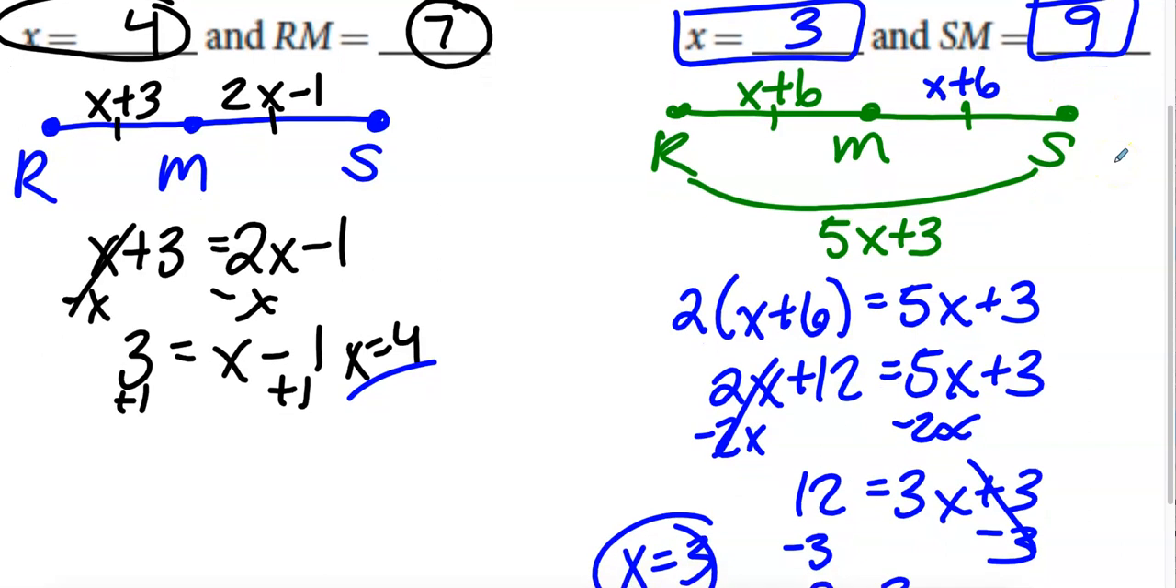Okay, so let me know if you have any questions on the algebra behind midpoint and segment addition, because these are pretty much as hard as they get. They don't really get any crazier. But if you have any questions, let me know. Otherwise, we're going to move on.